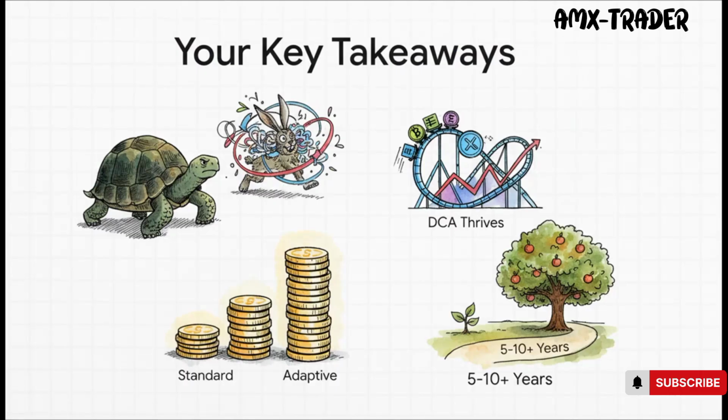So let's wrap this all up. What are the big takeaways here? First, discipline always wins over trying to be a market timing genius. Second, DCA was practically made for volatile assets like crypto. Third, standard DCA is good, but adaptive, intelligent strategies are just plain better. This hybrid method is the strongest, most evidence-based approach you can take. And remember, the whole point of this is to play the long game. We're thinking 5, 10 years, or even more.